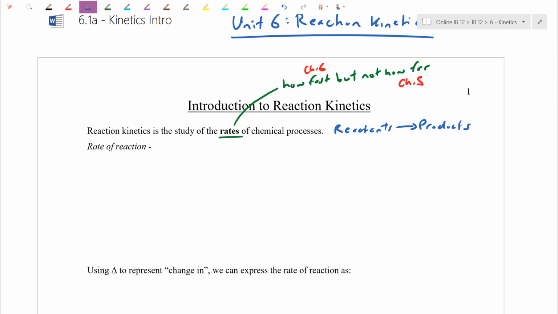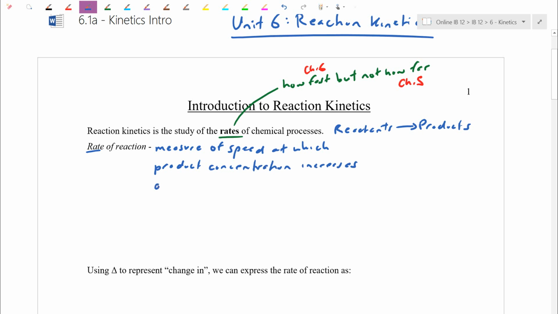If they ask you to define rate of reaction, you cannot use this term rate. You can't be like, oh, it's the reaction rate. Right. You need to find some other way of describing it. We're going to say the rate of reaction is a measure of the speed. You can't even say the speed of reaction, right? Let's just qualify that a little bit. The speed at which we can say product concentration increases because products are going to be made, or you can call it the speed at which the reactant concentration decreases.